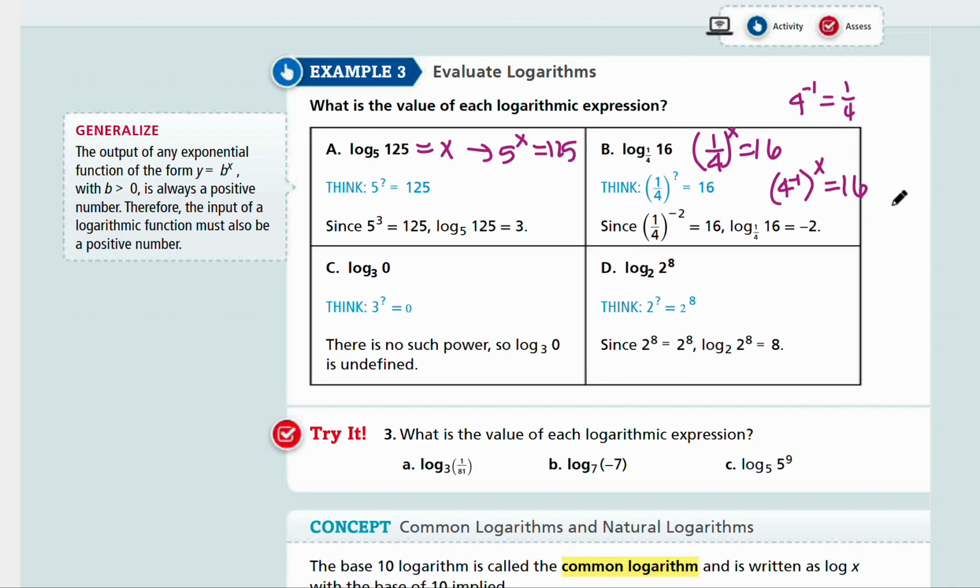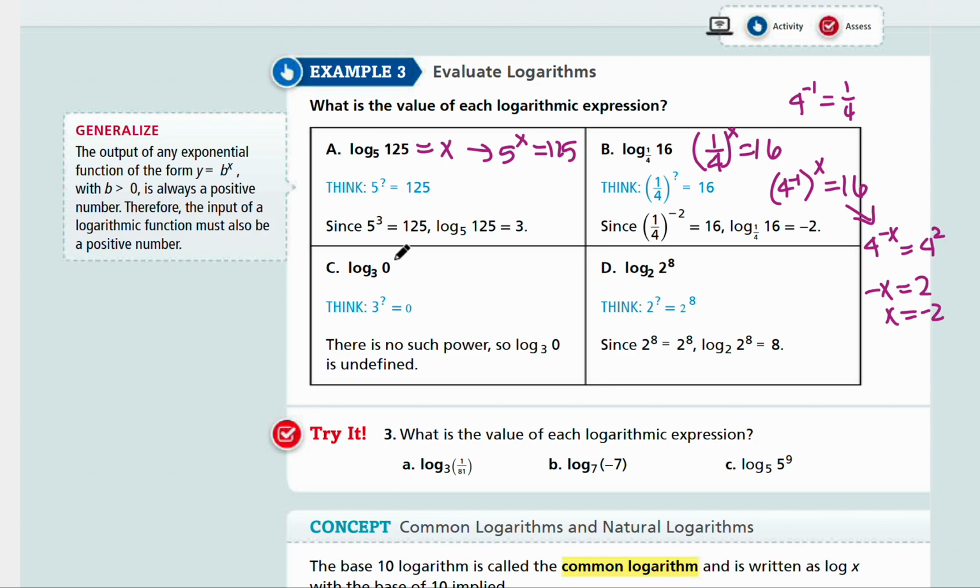So in order for you to figure out x, let's change all of this into the same base. 4 to the power of negative x is equal to 4 to the power of 2, right? 4 squared is 16. So negative x must be 2, which means x must be negative 2. Okay, so use logic and equations that you already know.